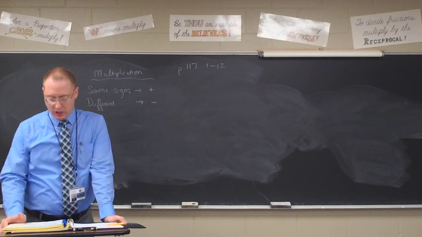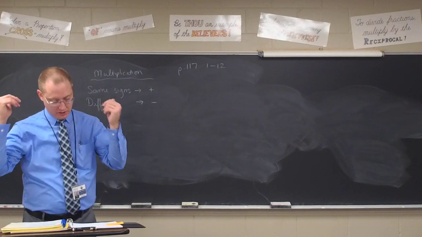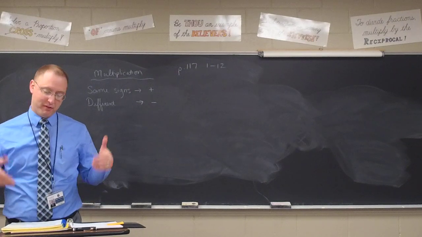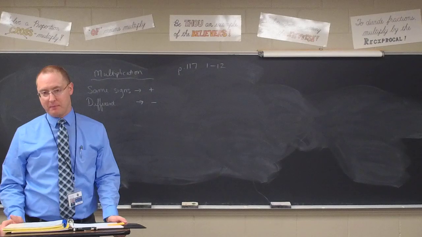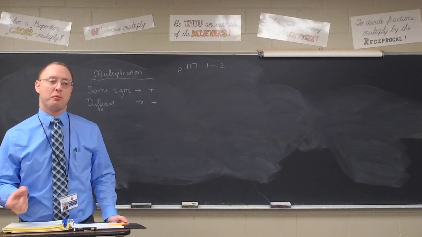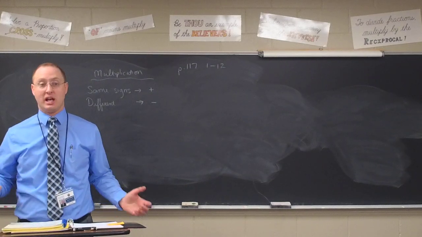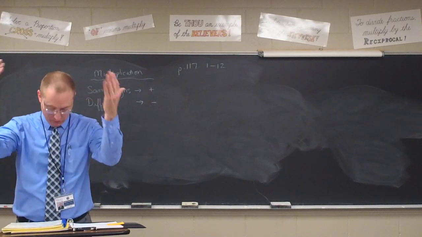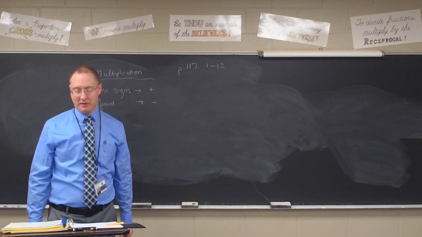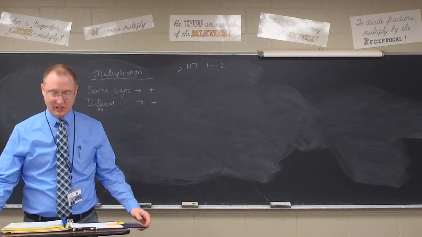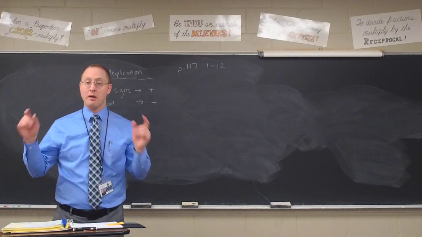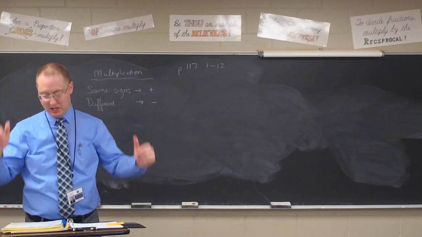All right, number 1, class. Signs same or different? Different. Different, so we're going to get negative 15. Negative 15. Look at the next one. Signs same or different? Same. Because you don't see them, they're both positives, which means they're the same, which means our sign is going to be positive 21. Look at number 3. Signs same or different? Different. So we're going to get a negative 10. Look at number 4. Signs same or different? Same. So we're going to get a positive 27.